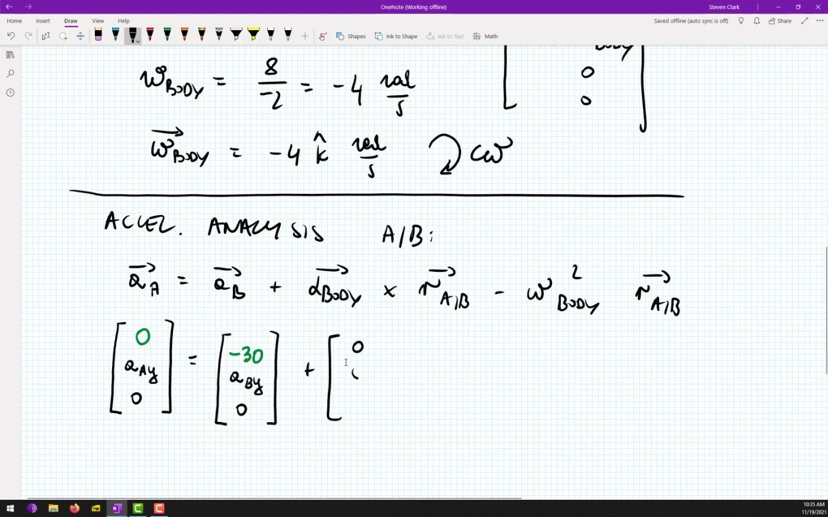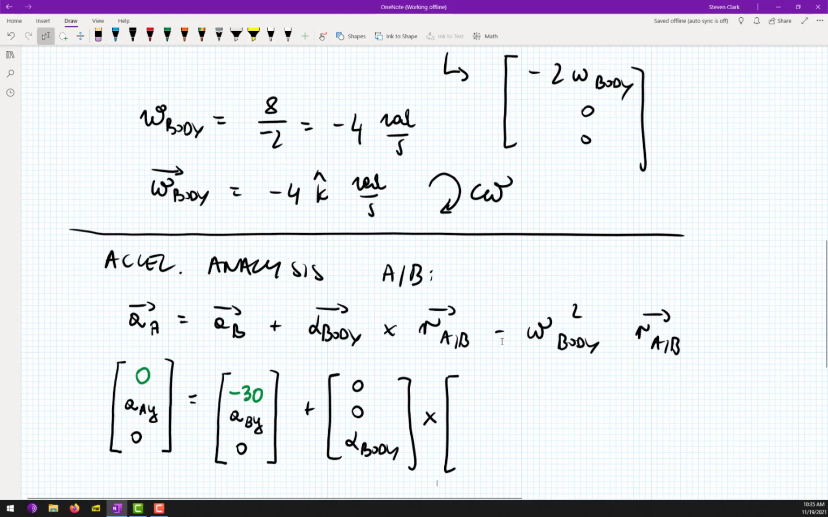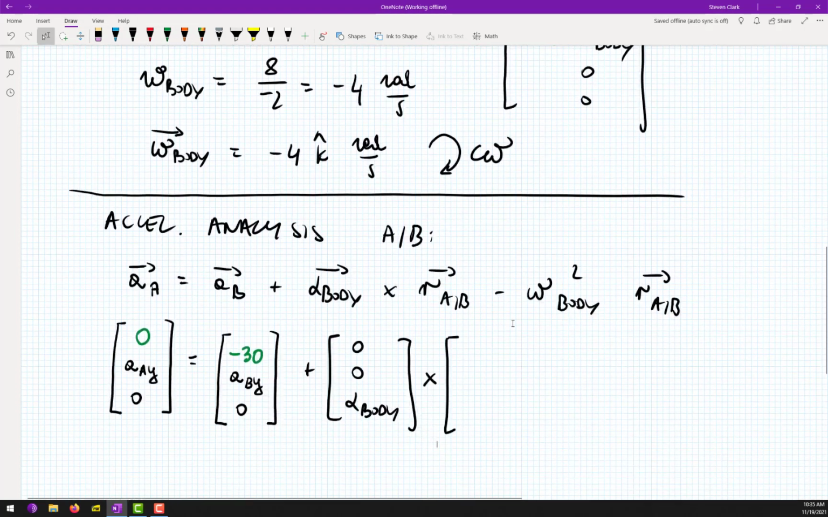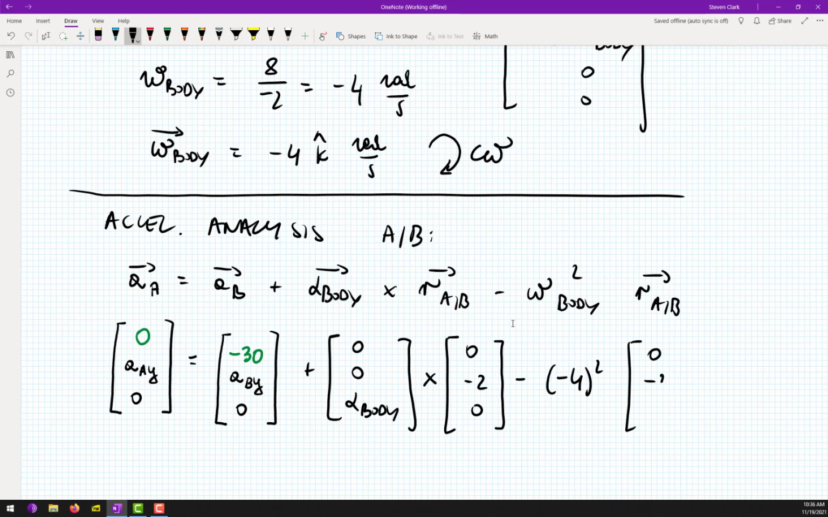Plus 0, 0, alpha body. Let's assume that it rotates counterclockwise. Times 0 minus 2, 0. Minus, minus 4 squared, 0 minus 2, 0. Yes, Kyle?